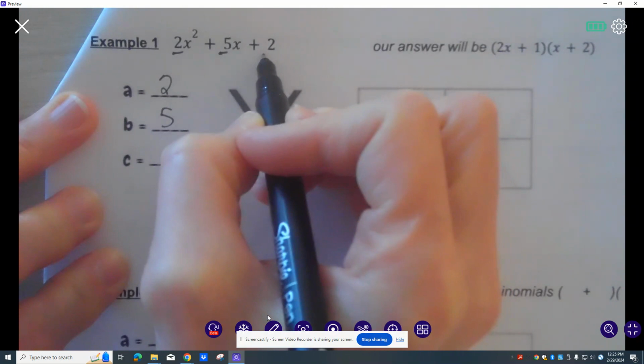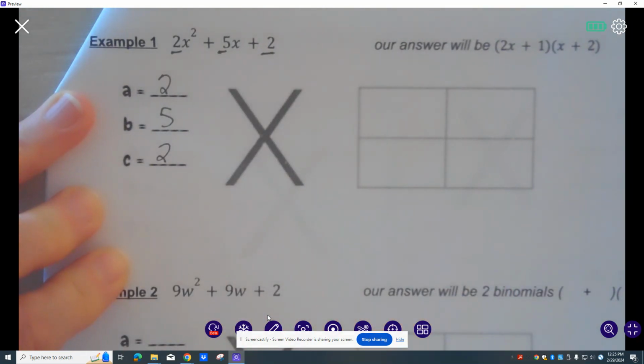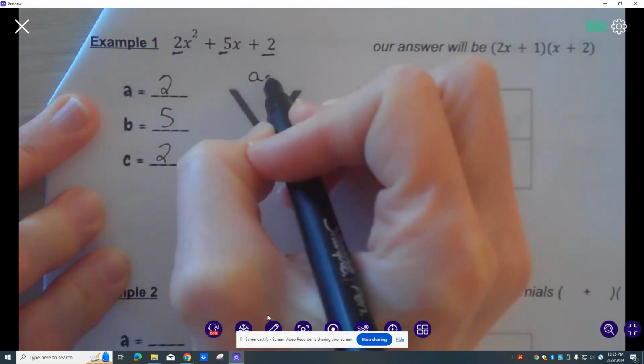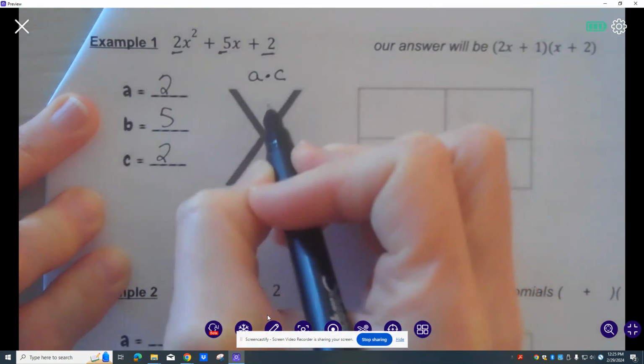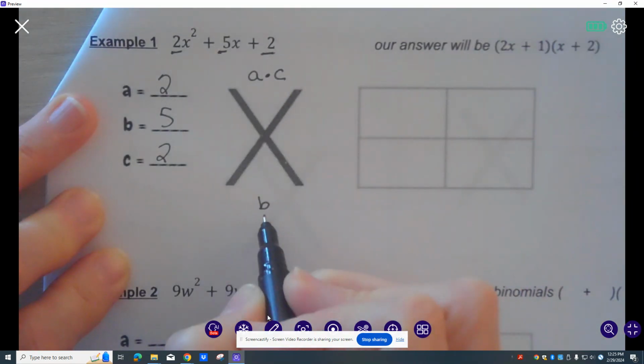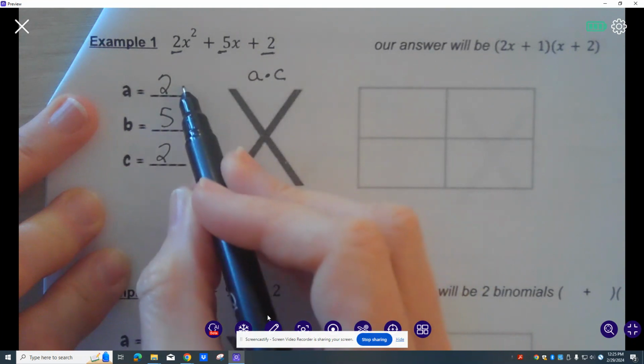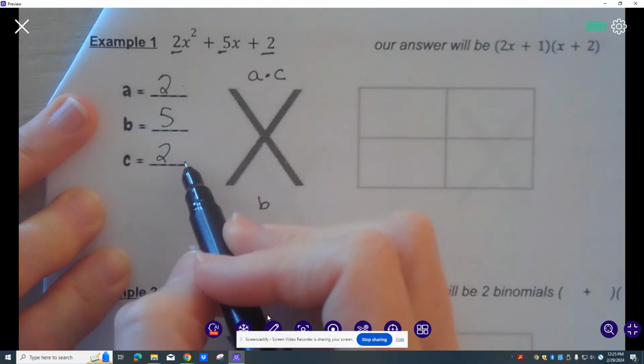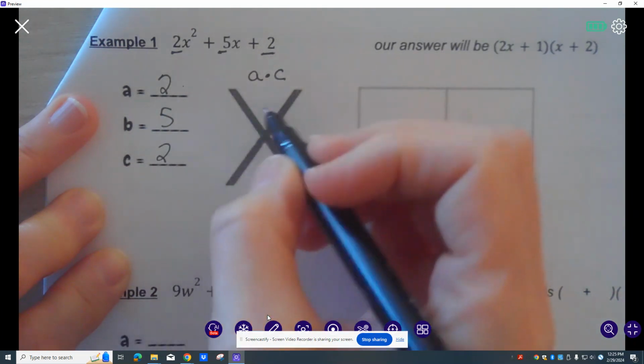All right, now, because these are your notes, put a little reminder that the number that goes at the top of my x is going to be A times C. The number that goes at the bottom of my x is going to be B. So A times C is 2 times 2, or 4, and B is 5. So I am looking for factors of 4, which are only 1 and 4, and 2 and 2.